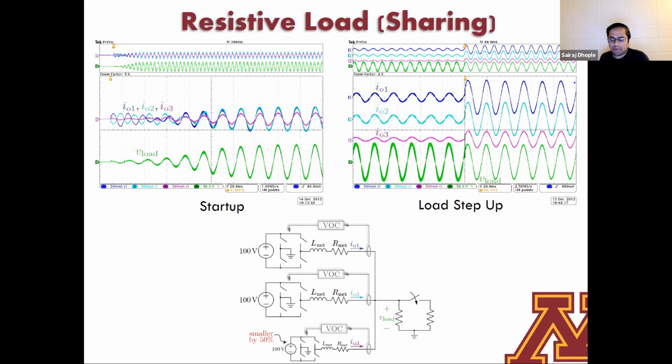Remember, again, there's no communication between these. I'm initializing them with random initial conditions. So in startup, which is the oscilloscope capture on the top left, I'm seeing the load voltage build up. I'm seeing the currents, IO1, 2, and 3. They are initially completely out of phase. They are doing a song and dance routine. And then without any communication, eventually they will synchronize.